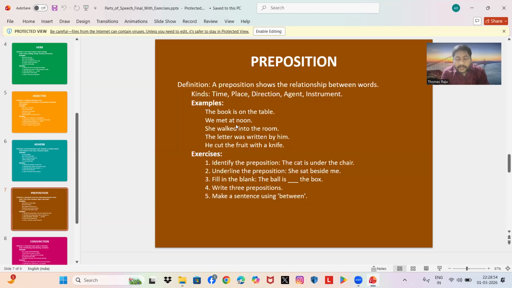Next, we met at noon. What is the preposition in this? At. At is the preposition. Understand? So here, at shows the time of the meeting, at noon.